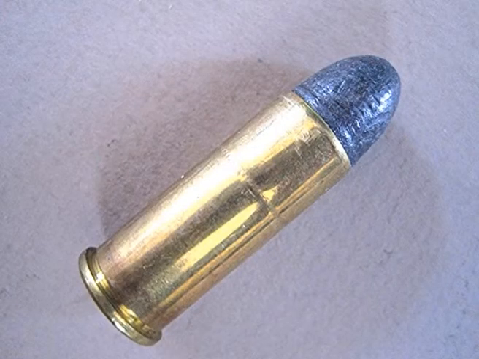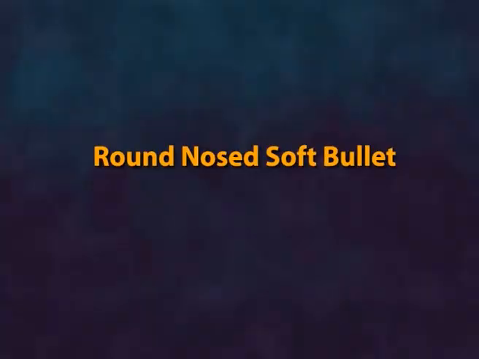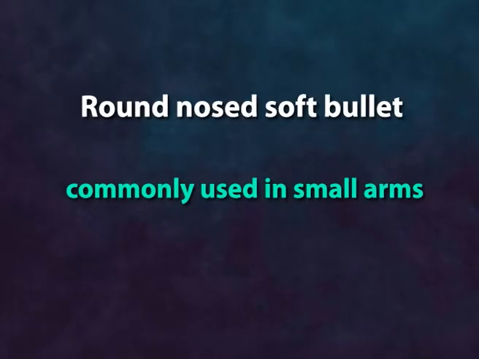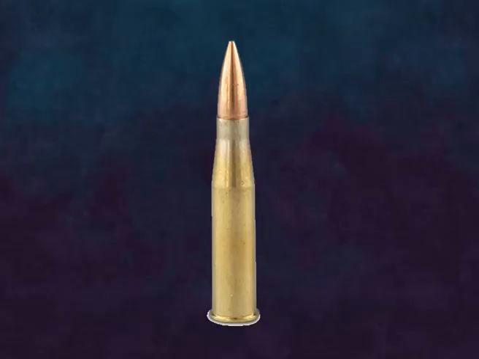Next, we will be talking about bullets. The traditional bullet is made up of soft metal with a rounded nose. The metal used is lead, but varying amounts of antimony are added to it in order to provide hardness. This type of bullet is known as the round-nosed soft bullet and is commonly used in small arms. Rifle bullets are arced and streamlined.